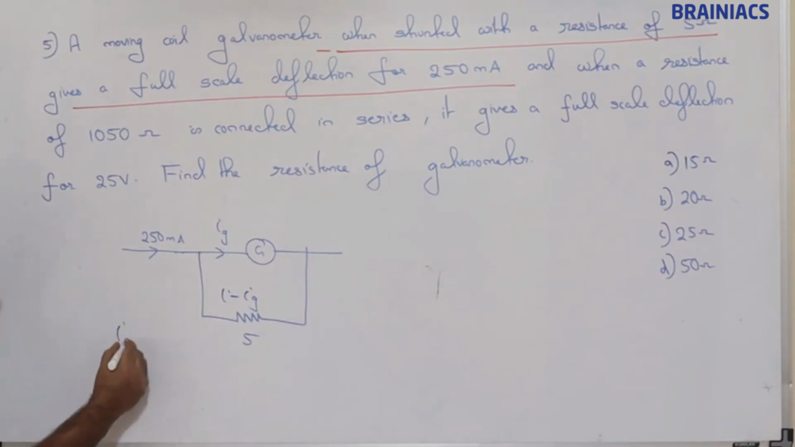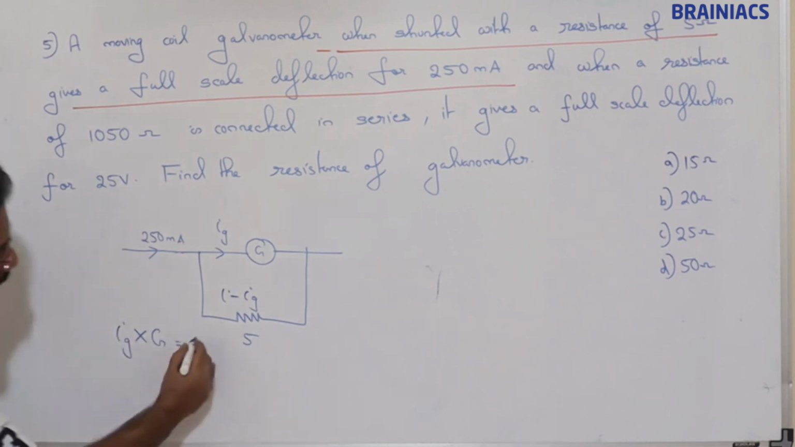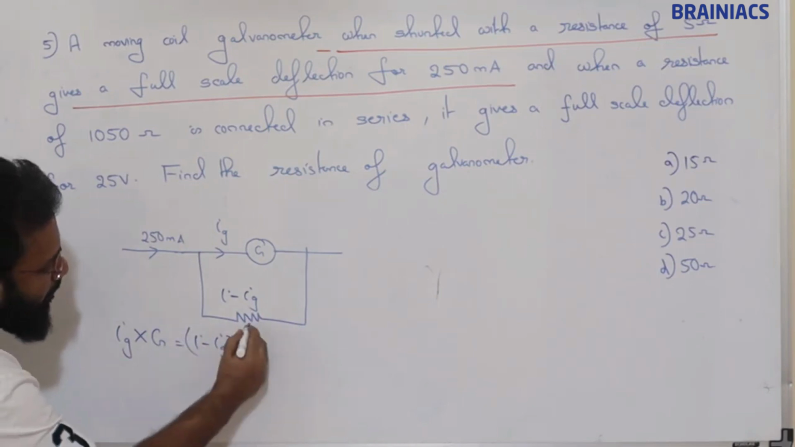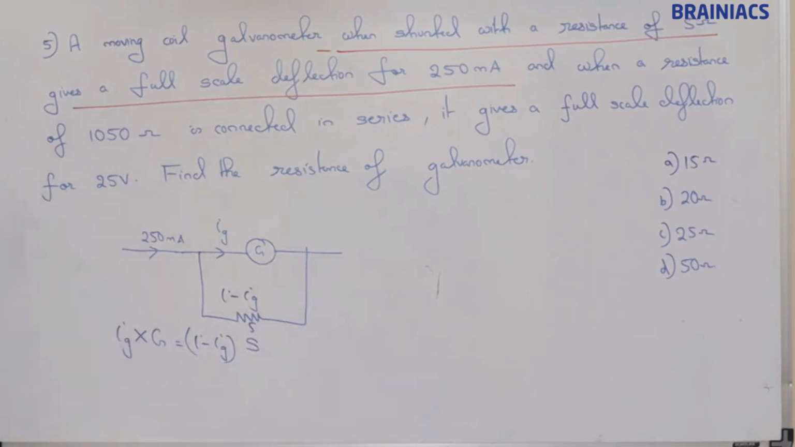So Ig into G is equal to I minus Ig into S. That is nothing but the shunt resistance. This is one thing which we need to understand.